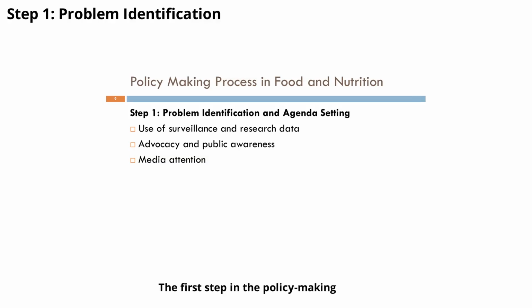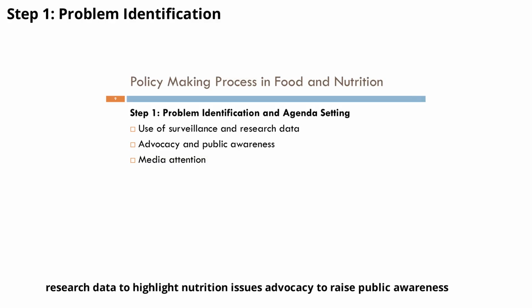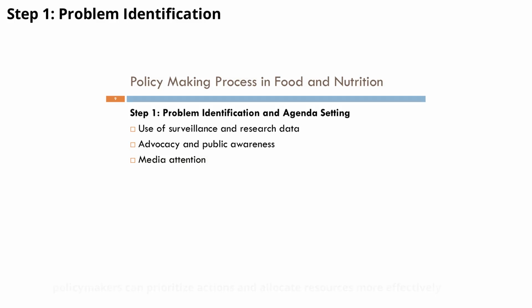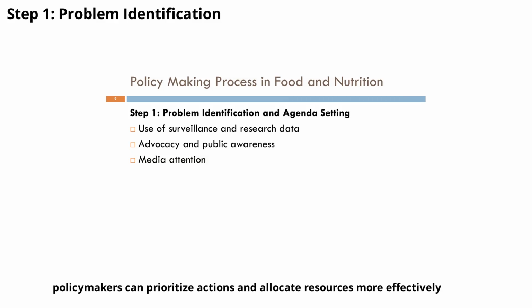The first step in the policymaking process is problem identification and agenda setting. This involves using surveillance and research data to highlight nutrition issues, advocacy to raise public awareness, and media attention to bring these problems to the forefront. By clearly defining the problem, policymakers can prioritize actions and allocate resources more effectively.